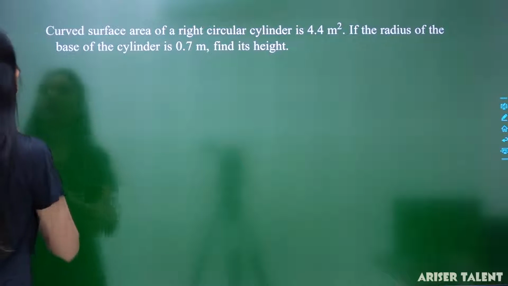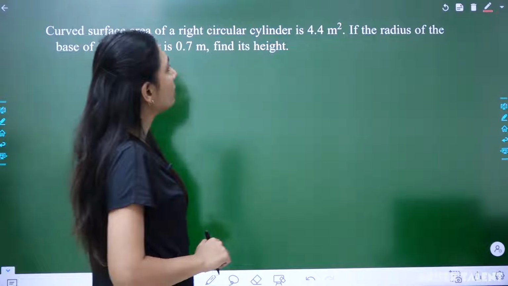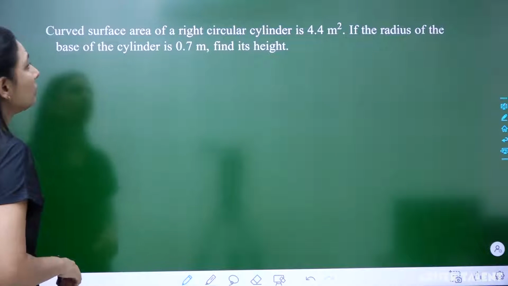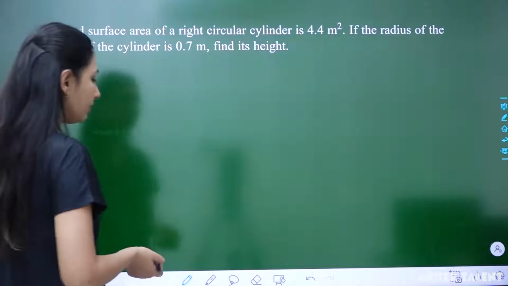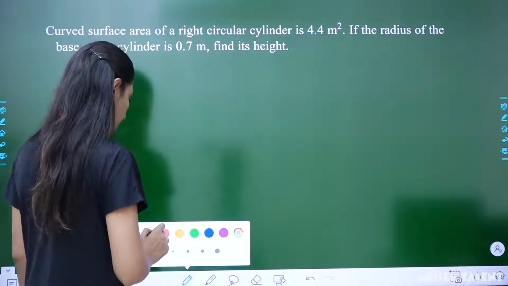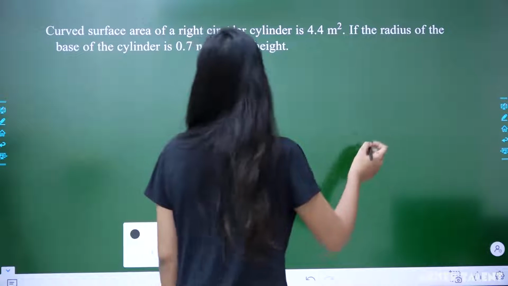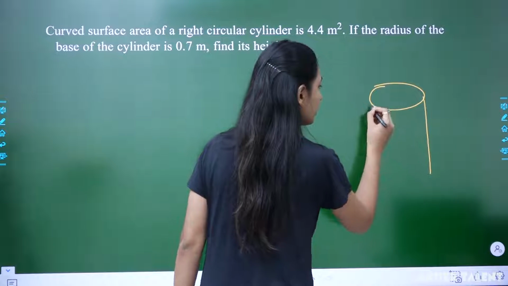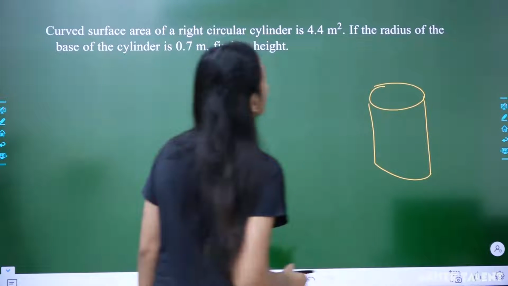Next question. Curved surface area of a right circular cylinder is 4.4 meter square. The radius of the base of the cylinder is 0.7 meter. Find its height. Okay, so what is given to us? That curved surface area of a right circular cylinder. First draw the diagram here. What is given to you guys?